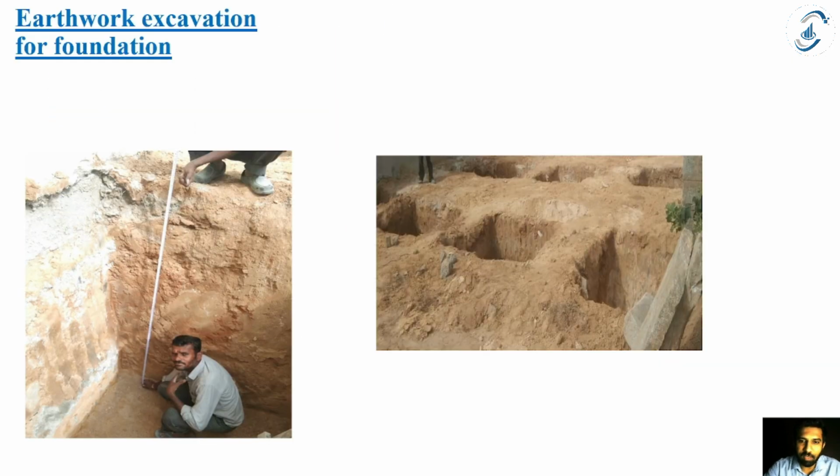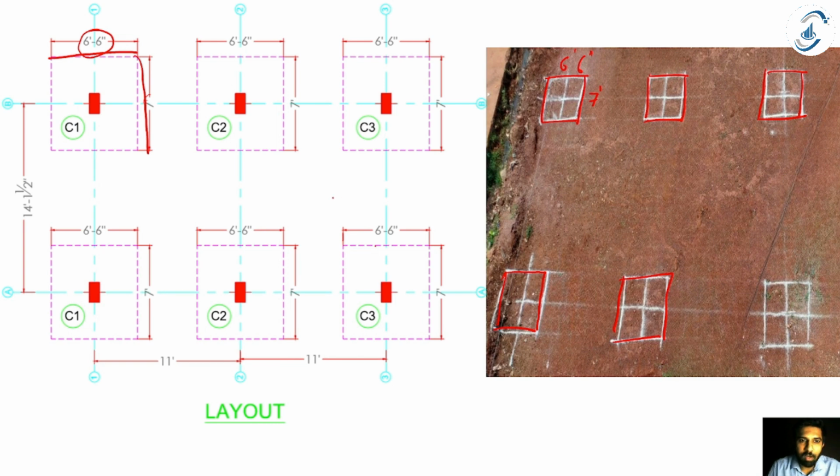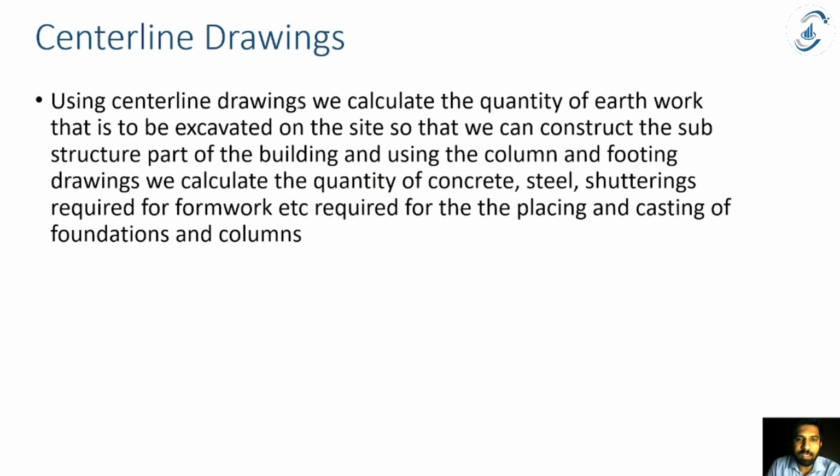Now this is how the excavation is done on site for the same centerline drawing. Okay, so the definition is, using centerline drawings we calculate the quantity of earthwork. We can take up in some other video how to calculate the quantity of earthwork using centerline drawings, that is to be excavated on site so that we can construct the substructure part of the building. What is the substructure? Foundation. Majorly for foundations we use centerline drawings to know the location of our excavation pit of the building, and using column and footing drawings we calculate the quantity.